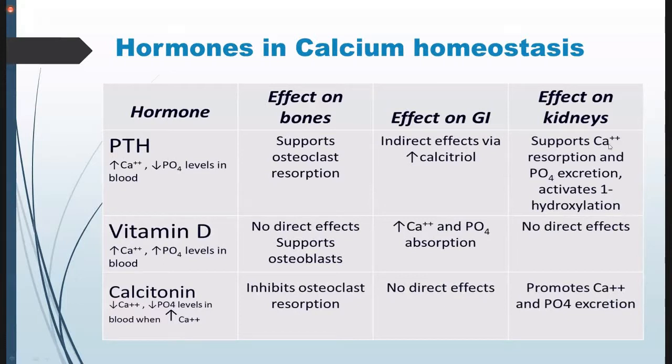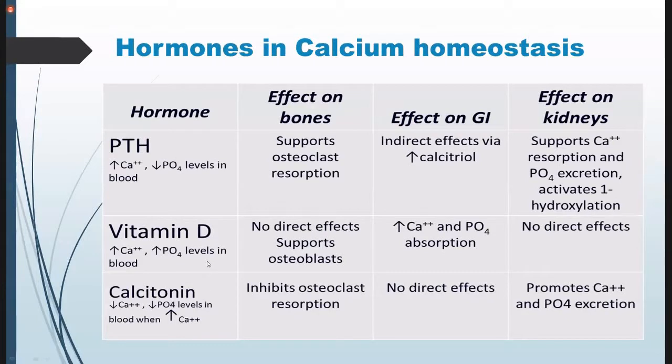So these are the three ways how PTH is acting, and the main purpose of this PTH hormone is to increase the calcium in the blood, decrease the phosphate level in the blood, and thus maintain the homeostasis. Now let's come on to the vitamin D and then calcitonin.